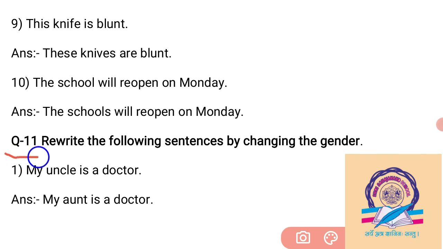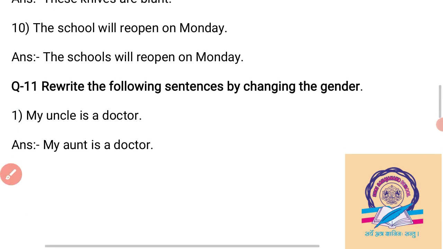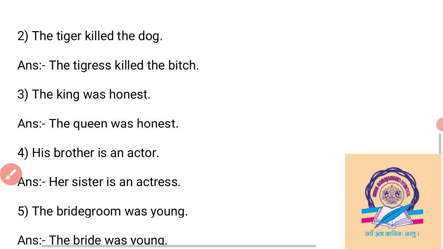Then the 11th question is there. Rewrite the following sentences by changing the gender. So we have to change masculine gender to feminine gender and feminine gender to masculine gender. So we have to interchange them. Like, my uncle is a doctor. So uncle is a masculine gender. So uncle changes into aunt. Our answer is my aunt is a doctor. So we have to change internally here.